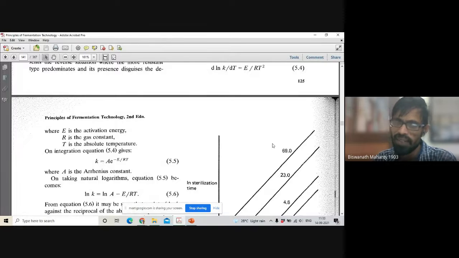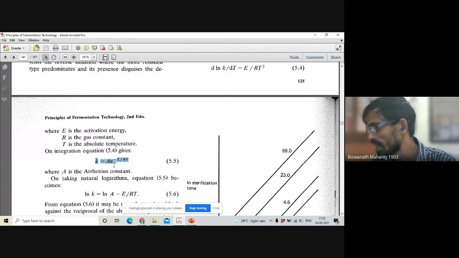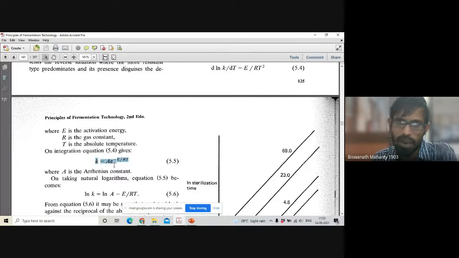And we can have a very simple equation. Please remember that K is a function of temperature: K equal to A into e power minus E by RT. What does it mean? What is K? K is the rate constant. A is the Arrhenius constant. This constant is not a universal constant like R. This constant is valid only for your system. And then T, okay, I'll write it.